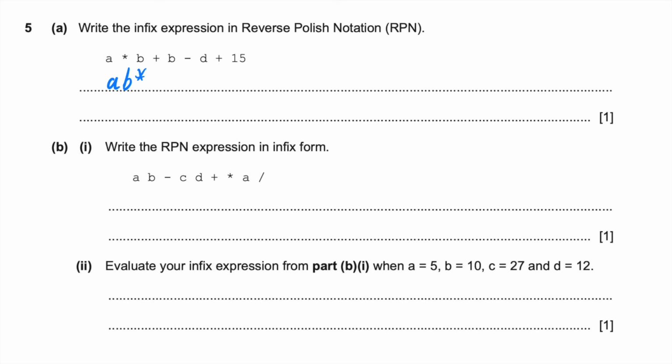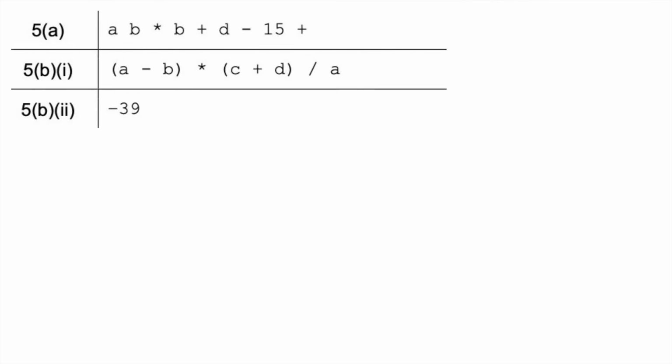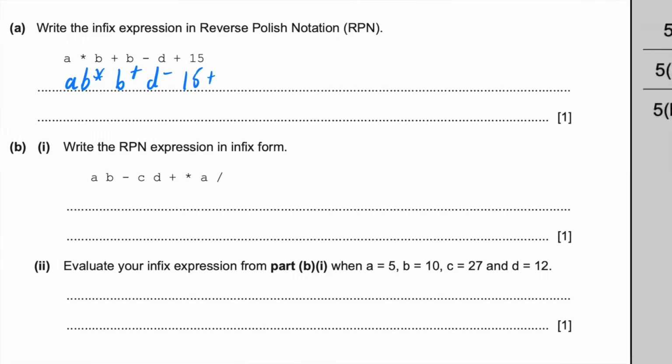And now we're going to add b, so we're not going to have the operator just yet, we're just going to have b. And I think it makes sense to have plus at this point, because that means we'd have a times b plus b. And then we're going to have d, and then minus, and then 15, and then plus. Let's see if that was right. Yeah, I guess that was actually right.